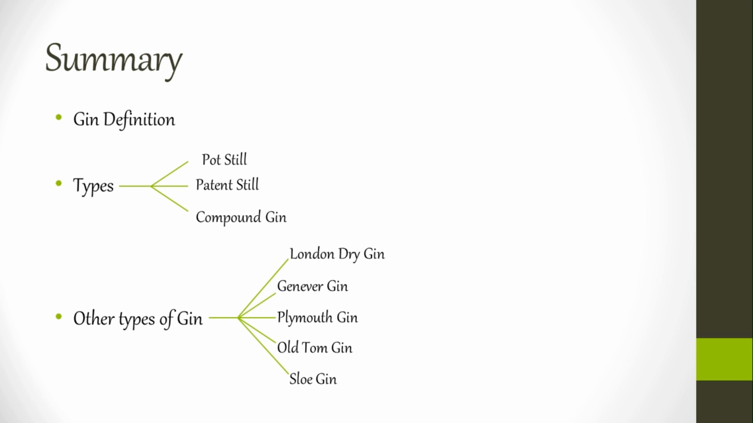So that's all about gin, and these are the topics which we have discussed: gin definition and types of gin. On the basis of method of making, we discussed pot, patent and compound, and other types of gin: London dry gin, Juniper, Plymouth, Old Tom and Sloe gin. I hope you understand the gin definition, methods of making, different styles of gin, and different terminology which you can find on gin labels.